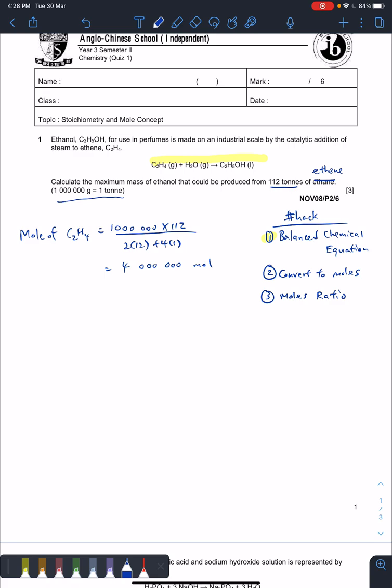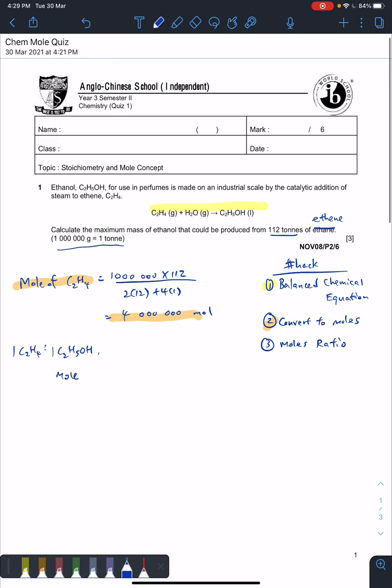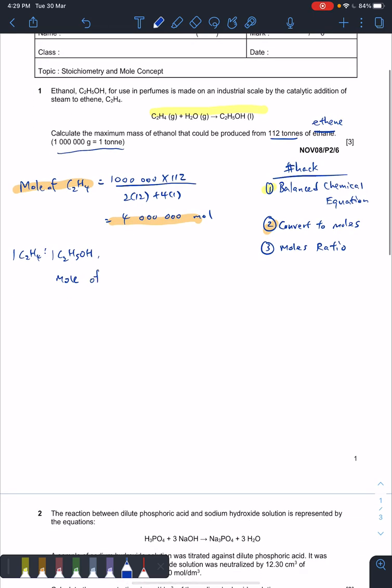And the third step is mole ratio. So from the equation, we can see that 1 C2H4 is to 1 C2H5OH. So the mole of C2H5OH would be the same, 4 million moles. So the question is asking for mass, alright?